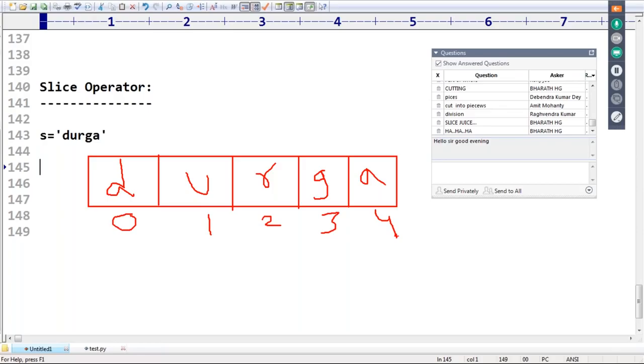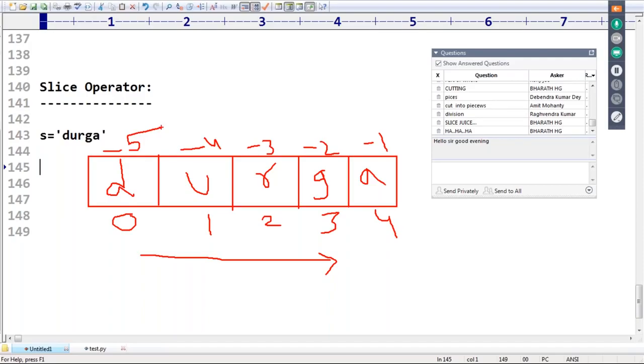Do you know Python provides support for negative index also? Python provides support for both positive and negative indexes. Positive index means forward direction. Negative index means backward direction. So -1, -2, -3, -4, -5, like we are going to get.